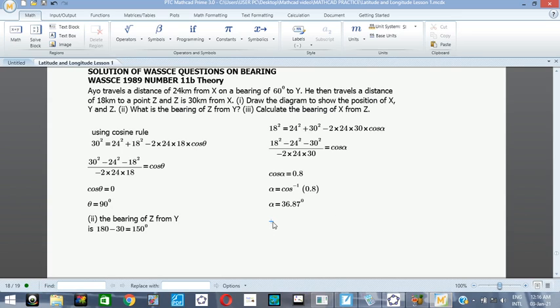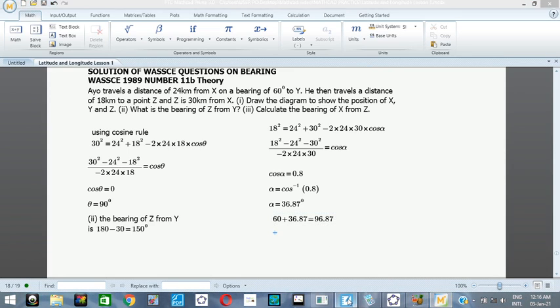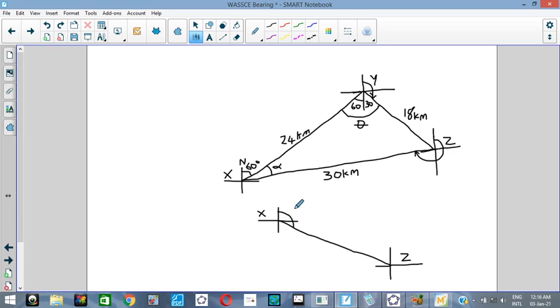So you add your 60 plus 36.87 and it's going to be 96.87. So 96.87 is this value here. 96.87 is greater than 90 degrees. So 96.87 is the bearing from X to Z.